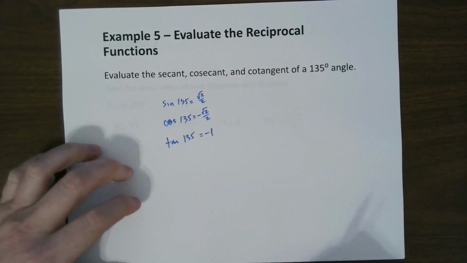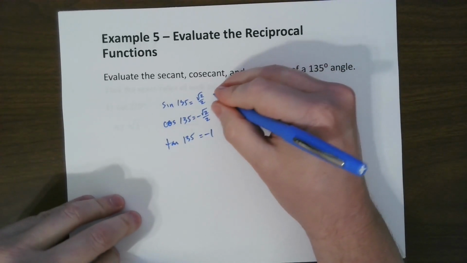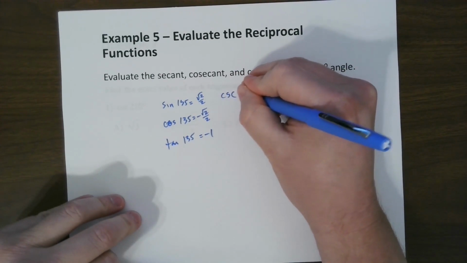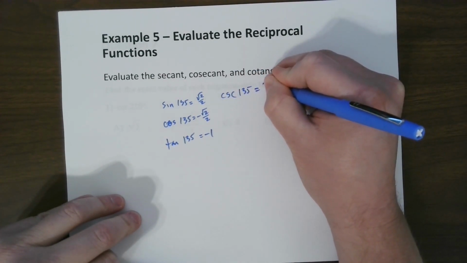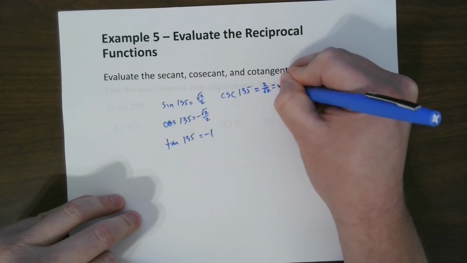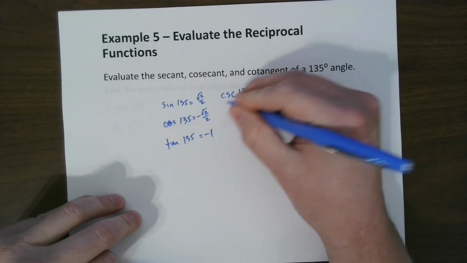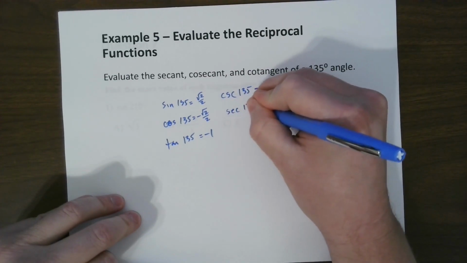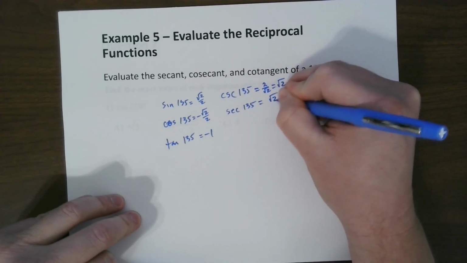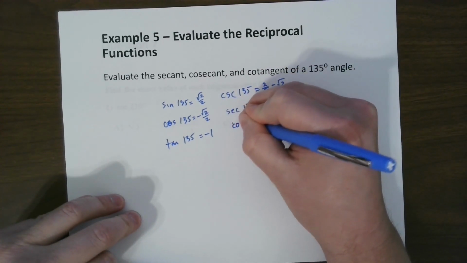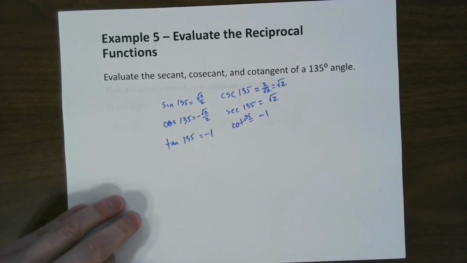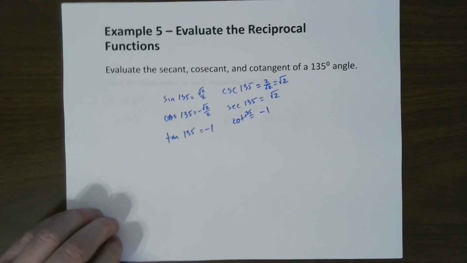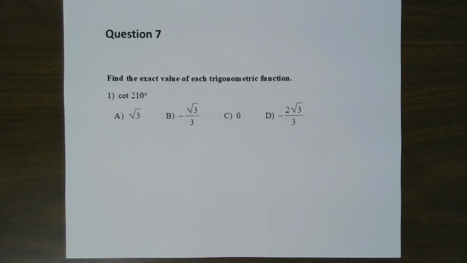And so from there, we can get the rest pretty easily. Sine goes with cosecant, so that would be 2 over radical 2, which ends up being radical 2. Secant ends up being exactly the same, and then cotangent ends up being exactly the same. That's about it. Go ahead and try this problem.